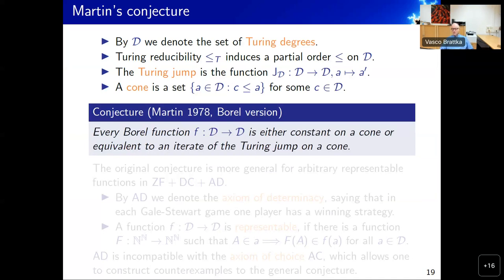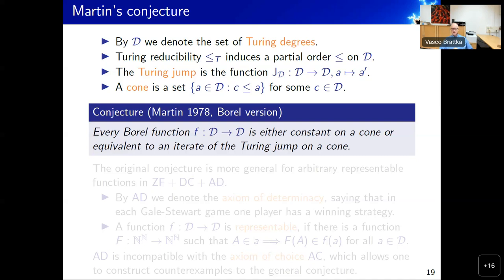And the idea here is, we are now not looking at individual problems, so not at these individual stars, but we are looking at maps, because the idea is that any problem should have a more uniform description in terms of a map. So we are now talking about maps from Turing degrees to Turing degrees. D here denotes the set of Turing degrees. And the Turing reducibility gives us a partial order on these Turing degrees, which is denoted without the index T. So what does Martin's conjecture say? Here is a simplified version, a Borel version of Martin's conjecture.